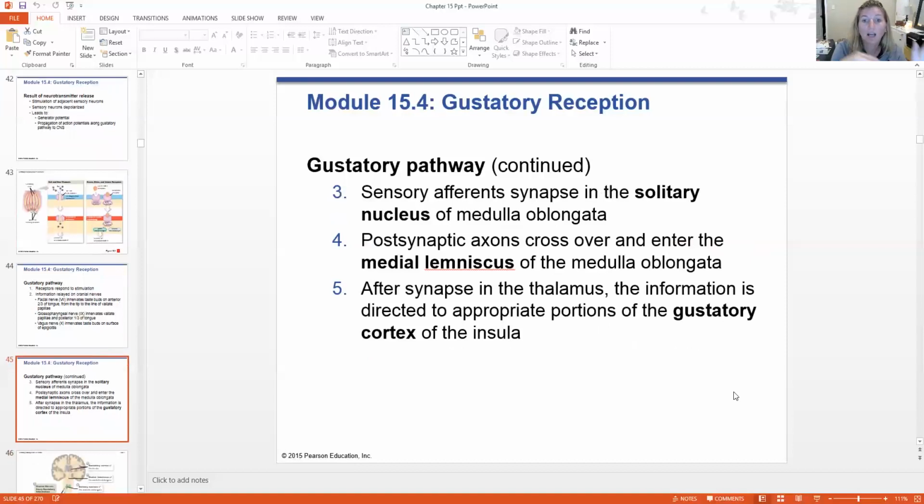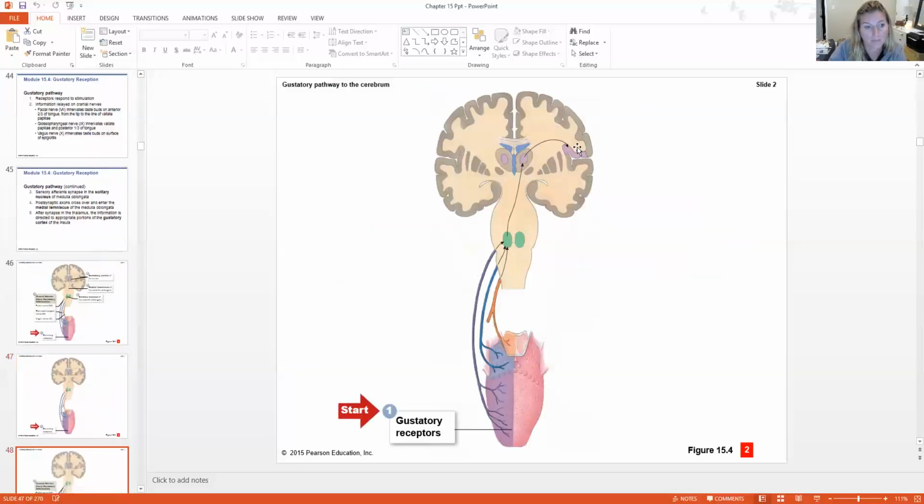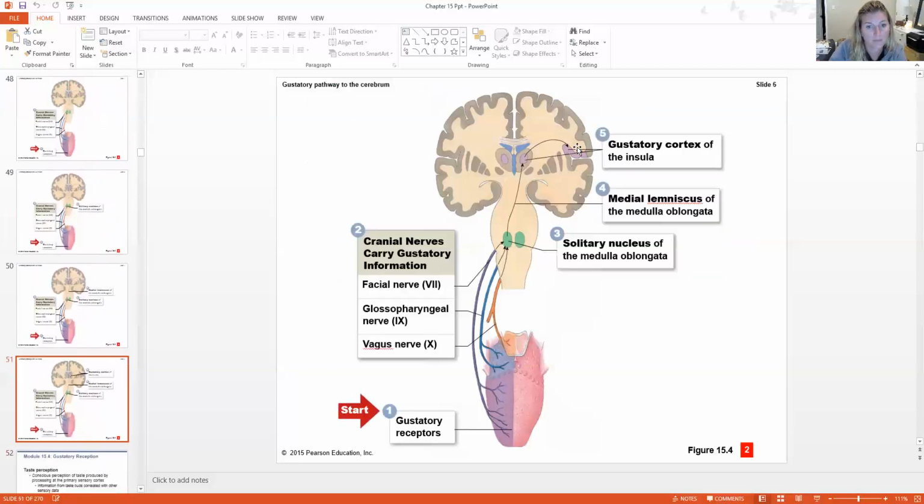Postsynaptic axons will cross over, enter the medial lemniscus of the medulla oblongata, and then go up to the thalamus, and then to the gustatory cortex, which is within the insula. So here you see the steps: gustatory receptors, cranial nerves, solitary nucleus, medial lemniscus, and then the gustatory cortex. All the same stuff, just on different slides.